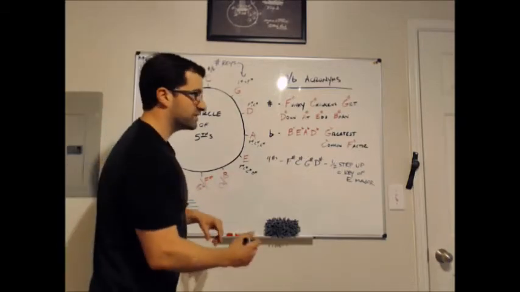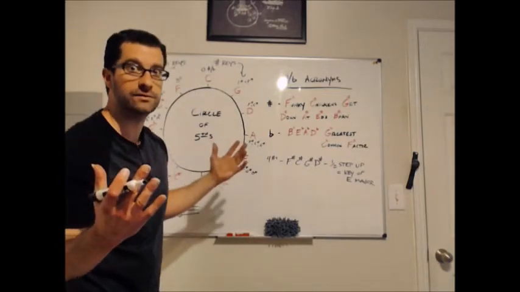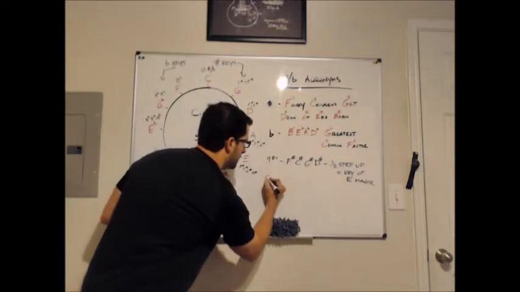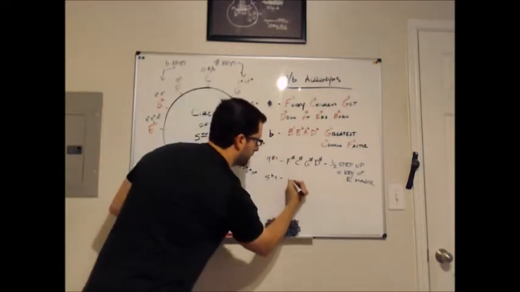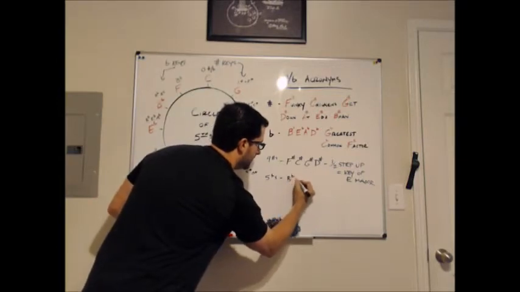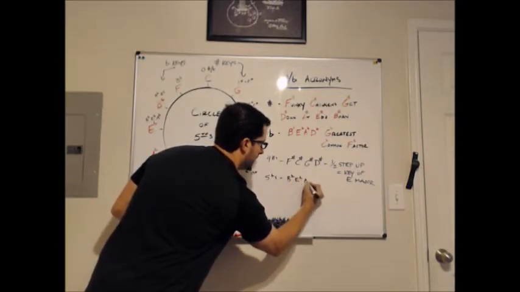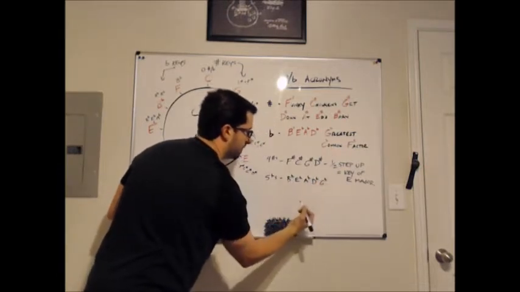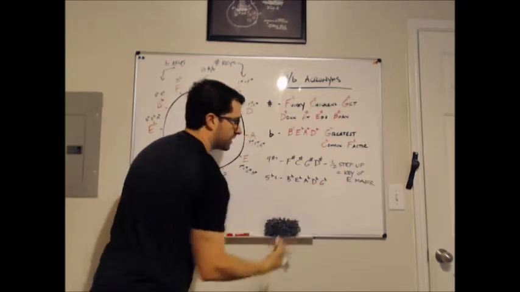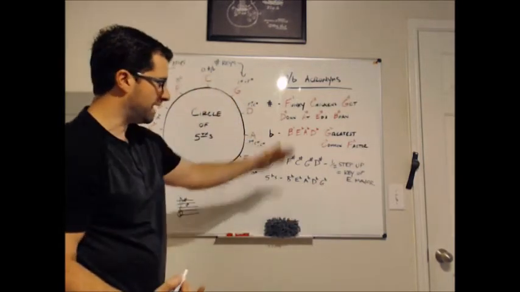But let's say we have 5 flats. All right, so what key has 5 flats? So we're going to write it out in this order: BEAD Greatest, B flat, E flat, A flat, D flat, G flat. We stop at G flat for 5 flats in that specific order.